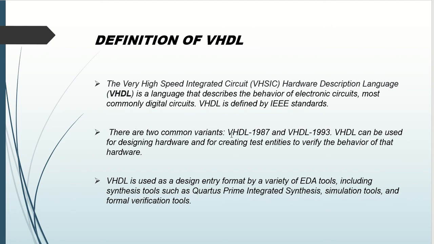There are two common variants, that is VHDL 1987 and VHDL 1993. VHDL can be used for designing hardware and for creating test entities to verify the behavior of that hardware. VHDL is used as a design entry format by a variety of EDA tools, including synthesis tools such as Quartus Prime, integrated synthesis, simulation tools, and formal verification tools.